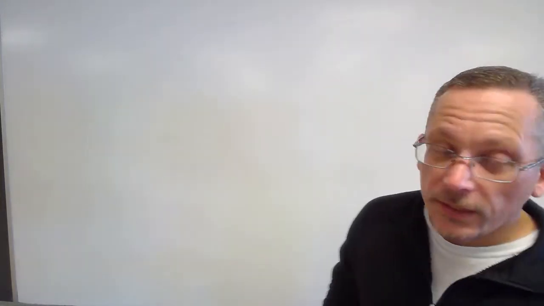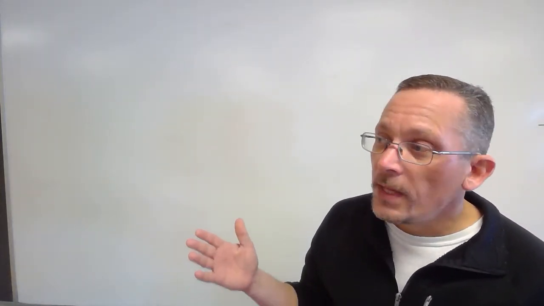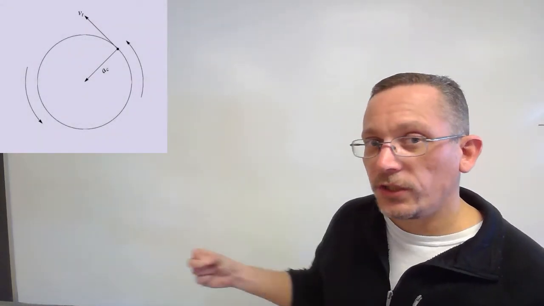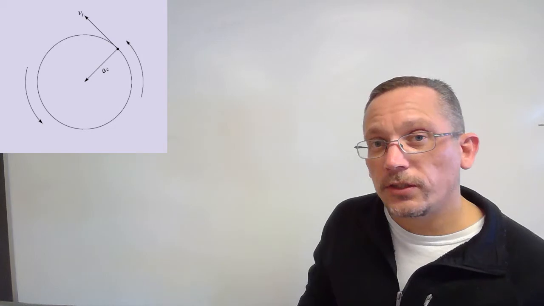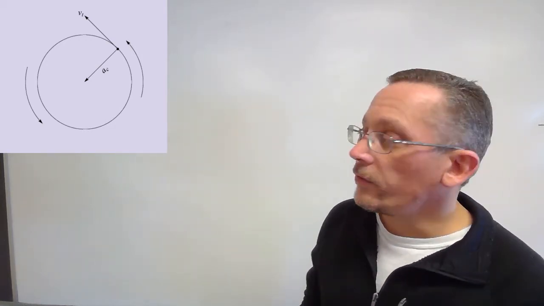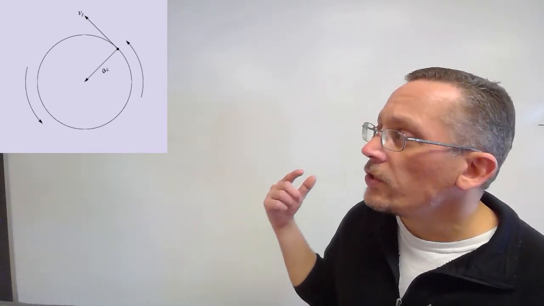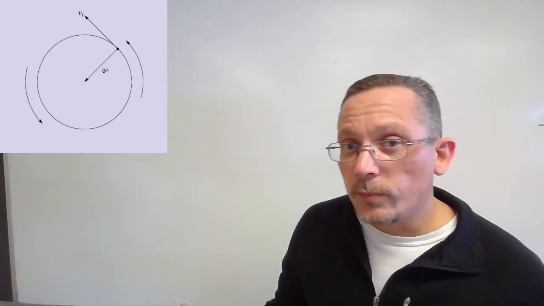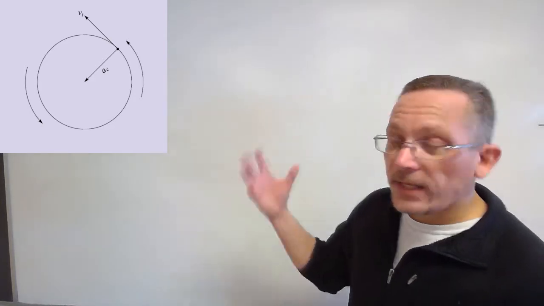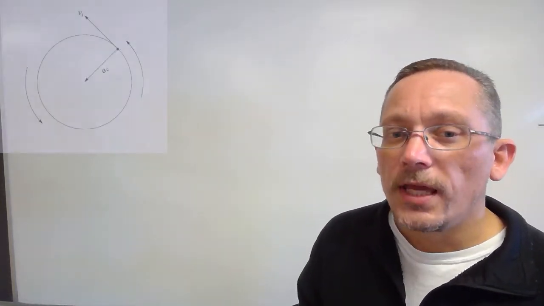One other thing to notice about objects in circular motion is that they are constantly changing direction. With a constantly changing direction, this object is constantly accelerating. You can't have circular motion without acceleration, because to change direction is an acceleration. So objects in circular motion constantly have an acceleration, and that acceleration we call the centripetal acceleration.